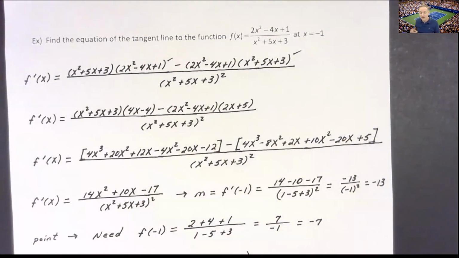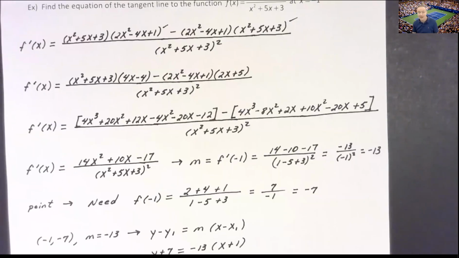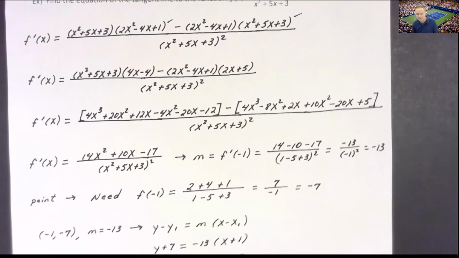So now I know my numerator is correct. My denominator I've just left as that group squared all along. I have my correct answer for my derivative.